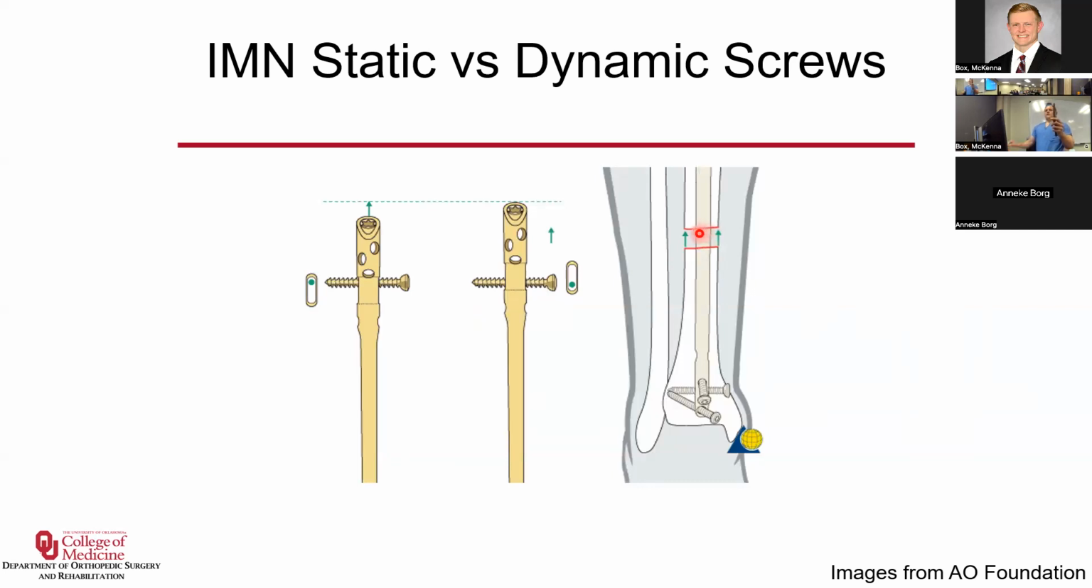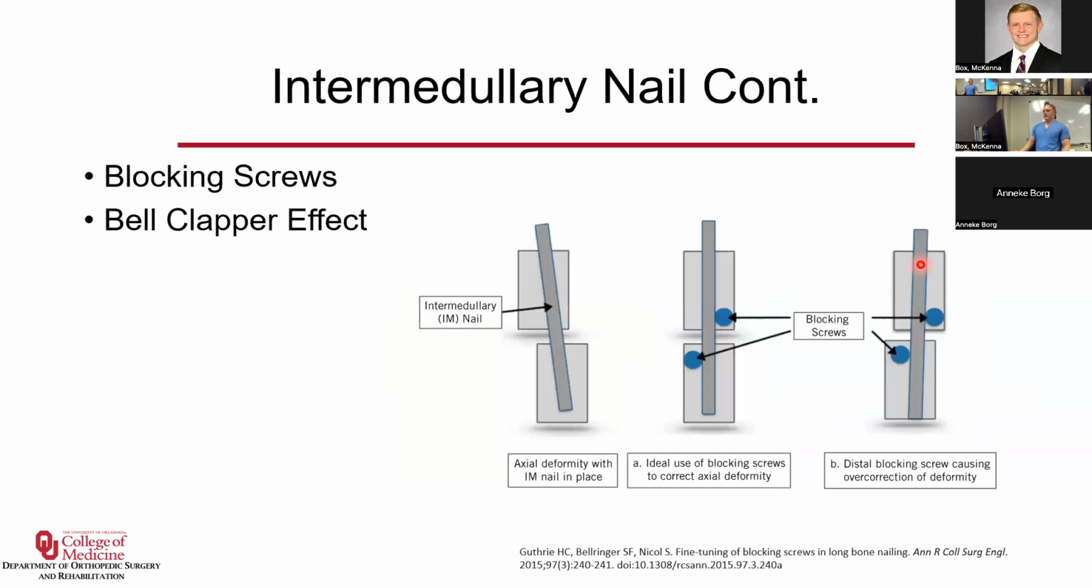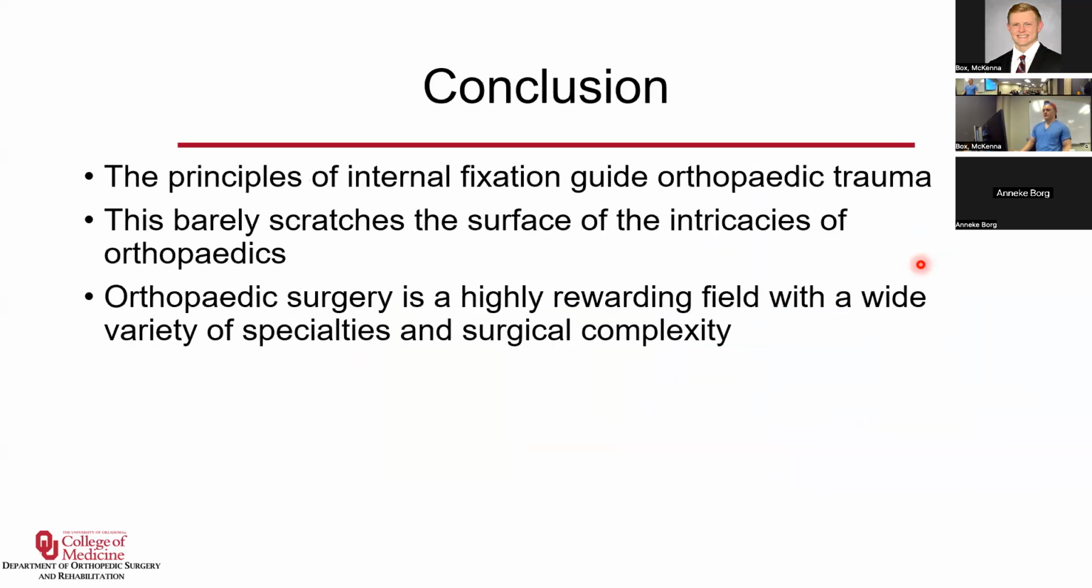So with this, you can see the round holes and then the oval holes. Basically, the oval holes are going to be your dynamic screw holes. And you can use a dynamic screw hole as a static screw. It just depends on where you place the screw. So for this tibial nail, in the proximal portion, if you place the screw at the top portion of the dynamic hole, whenever this patient walks, the nail is basically going to move up and cause compression at the fracture site. This is just some more on using blocking screws and the bell clapper effect.